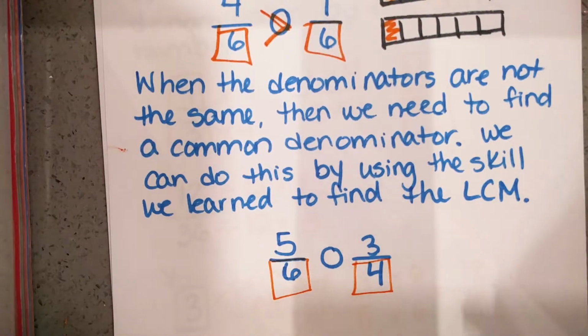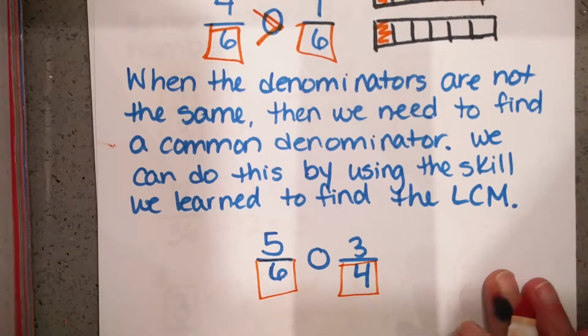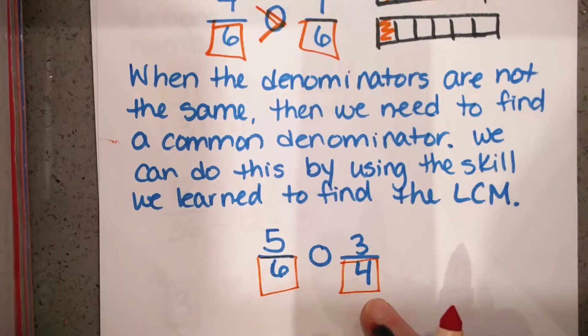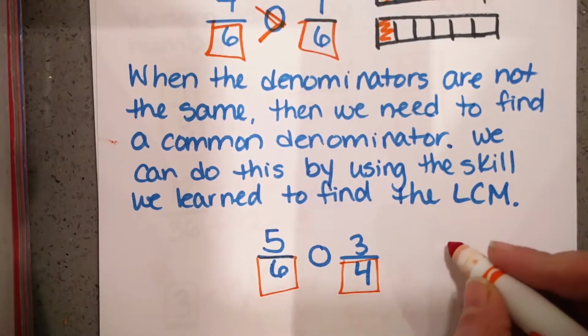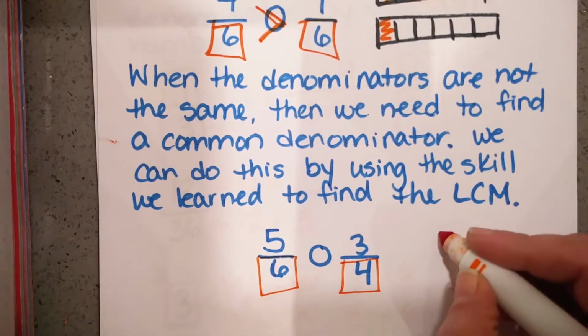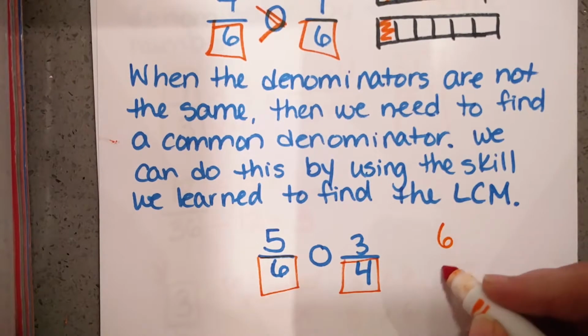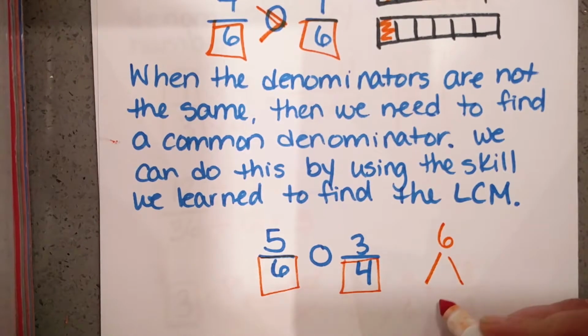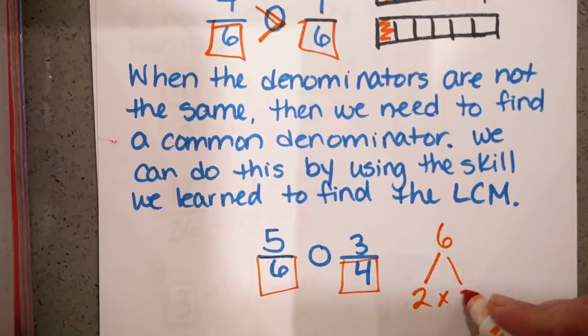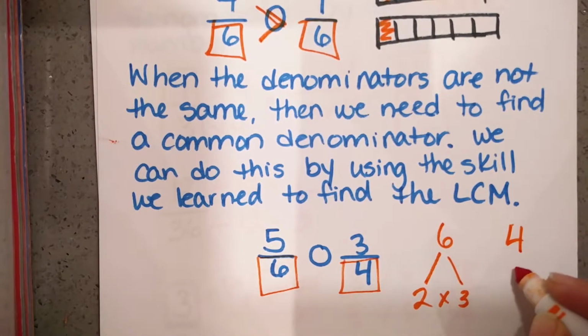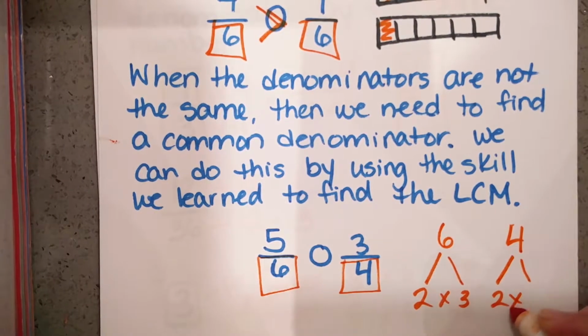Well, how do we figure out the lowest common multiple of 6 and 4? Well, you could just quickly multiply 6 times 4 and say, well, that's 24, and I'm just going to use that, and I'm going to have both of them be 24. But there is a different way to do it, and that's by making our factor tree. So if we take 6 and we break it down into prime numbers, 6 is 2 times 3. And if I have 4, I break that down and I have 2 times 2.